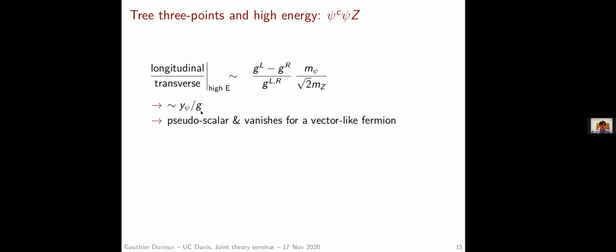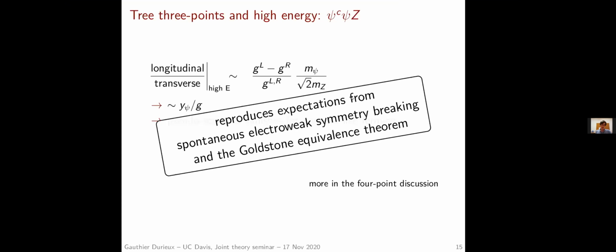And this is exactly what you would have expected from the Higgs mechanism. It's just the Yukawa over gauge coupling. And you also see that you have this pseudo-scalar structure and that this longitudinal coupling vanishes for a vector-like Feynman. So this is exactly what you would expect from spontaneous electroweak symmetry breaking and the Goldstone equivalence theorem. And this is what we wanted to achieve with this perturbative unitarity. And we'll see more of that and maybe make more precise statements when looking at a 4-point amplitude.